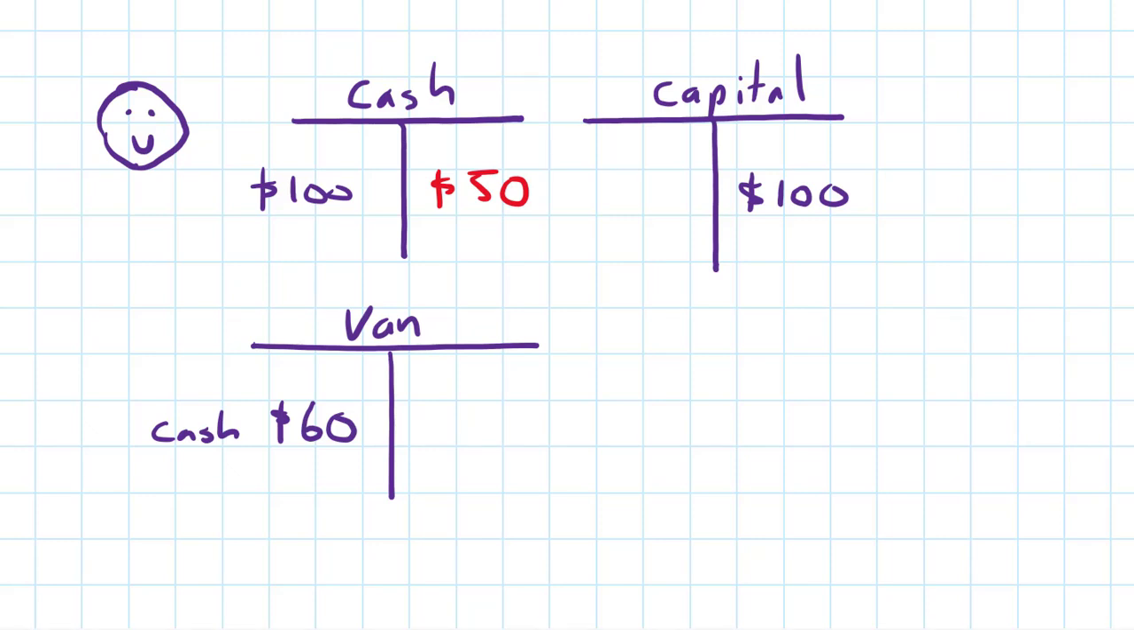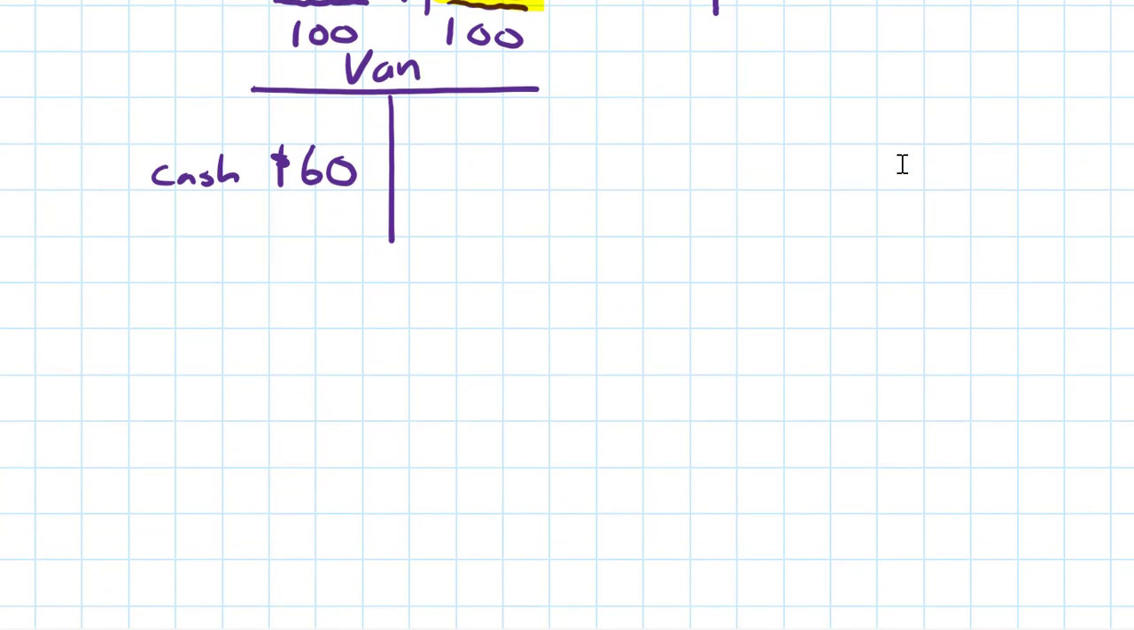At the end of the day, let me close this cash T account. I see that the debits exceed the credits, so I have a $50 closing balance debit. Yes, I show that on the credit side, but it is actually a closing debit balance. Now I will prepare a trial balance.